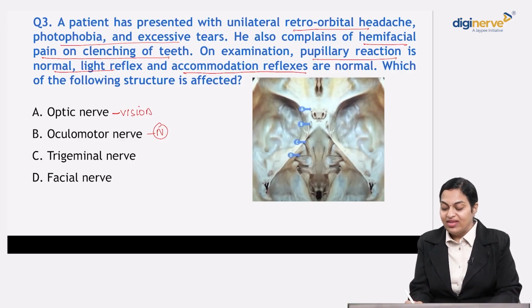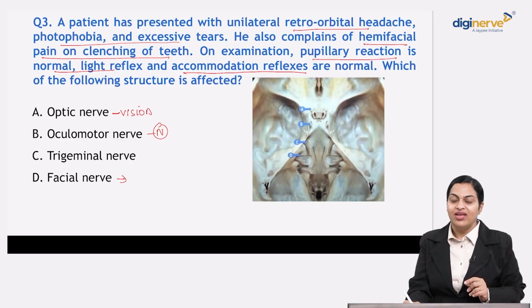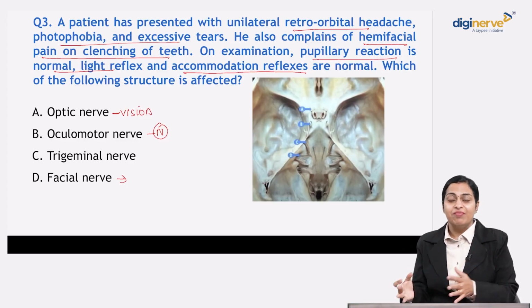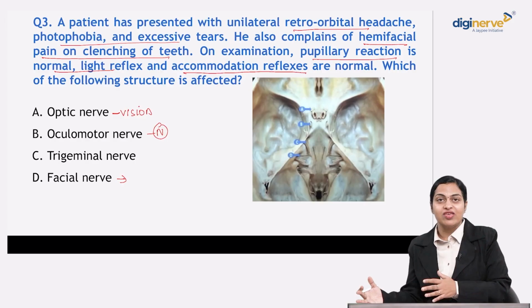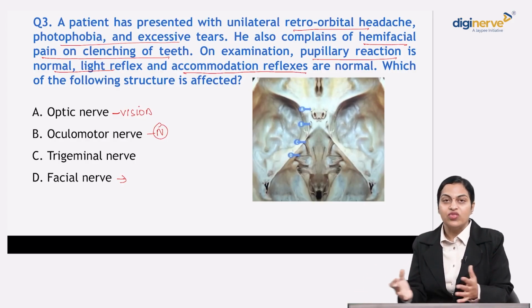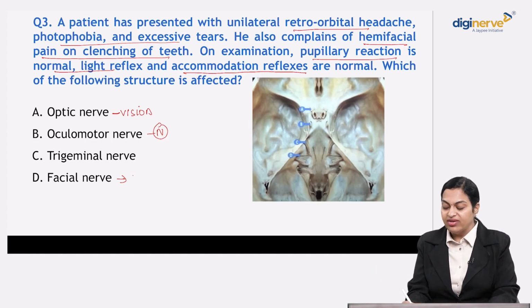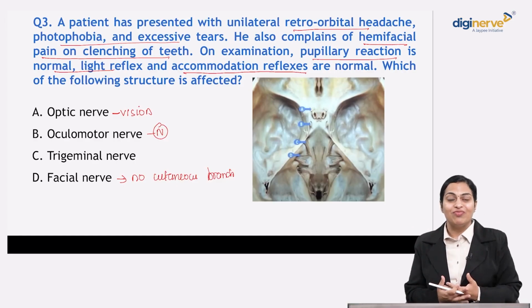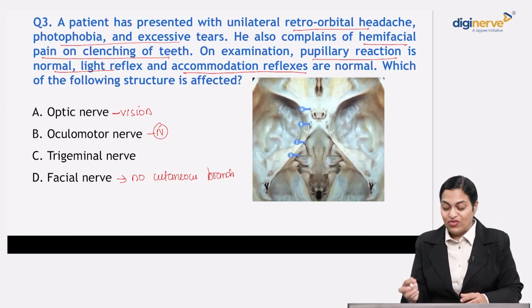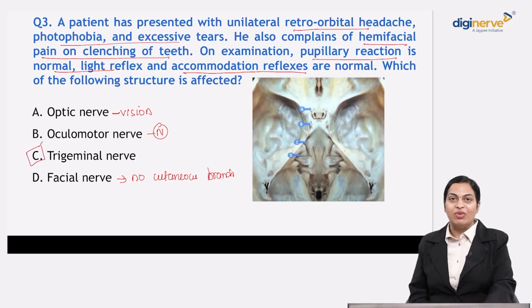And then let's see the facial nerve. Please remember, in this patient, the symptoms are related to sensory disturbance or paralysis of muscles. It's exclusively talking about sensory disturbance. And this facial nerve doesn't have any cutaneous branch. It supplies the muscles of the face but not the skin of the face. So we can just exclude the facial nerve also. So the best option is going to be the trigeminal nerve.